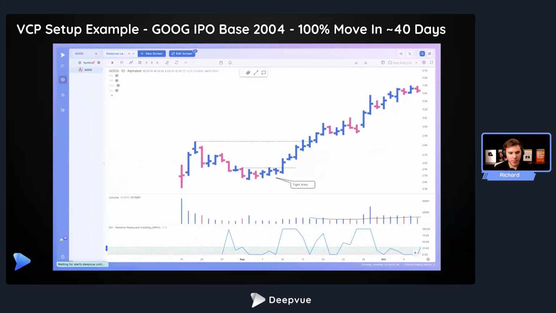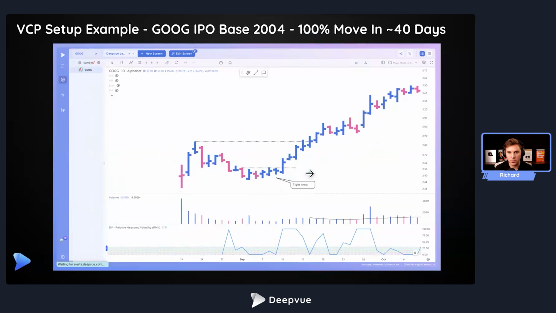Here's the Google IPO base in 2004. We're going back 20 years here, and this is still the case. And this was a 100% move in 40 days from the lows of the IPO base. It IPO'd, pulled back, formed the base, as many of them do. RMV went to zero here, got very, very tight. RMV's pointing that out for you. Then this is the day you want to execute. Pick up in volume compared to recent days, expansion higher.